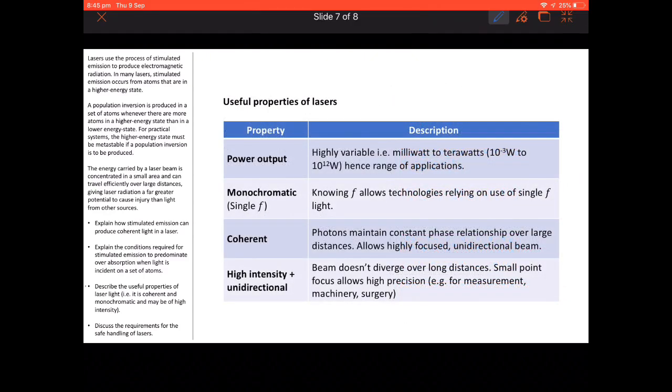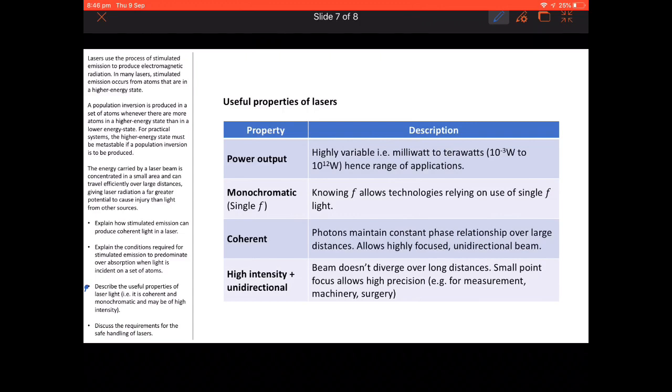Some useful properties that you might need to describe as per the third success criteria are lasers' power output. This can be highly variable, so you can get lasers that will have a power output in the milliwatts all the way through to terawatts. So you've got a range of applications that you can use these different power outputs for.